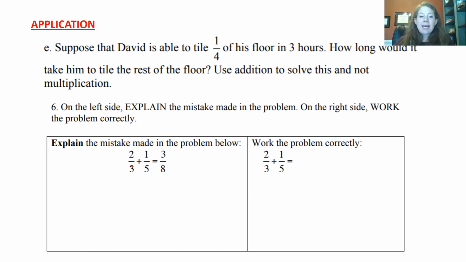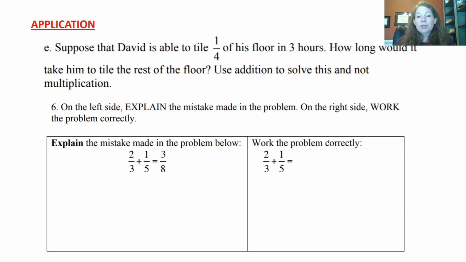It's wrong because you're not allowed to add without common denominators. So not only did they add without common denominators, but they added those two uncommon denominators. You never, never, never do that. So 3 plus 5 is 8. That's true. 3 plus 5 is 8, but 2/3 plus 1/5 does not have a denominator of 8.